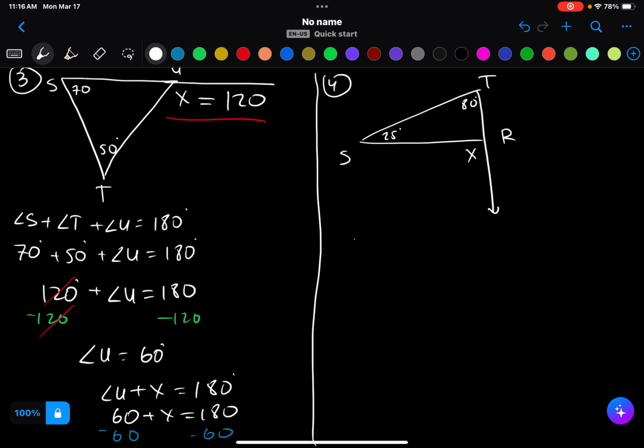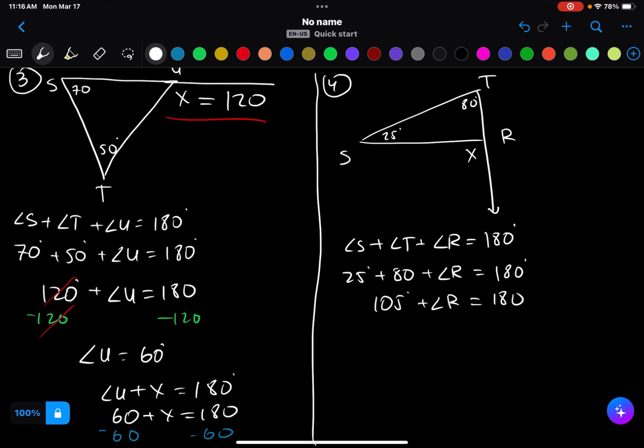I can do that because I know that angle S plus angle T plus angle R have to add up to 180. I know two of the three. I know S is 25. I know T is 80. So I'm just looking for angle R. I'm sorry, they have to add up to 180, not 90. So 25 plus 80, that's 105, plus angle R equals 180.